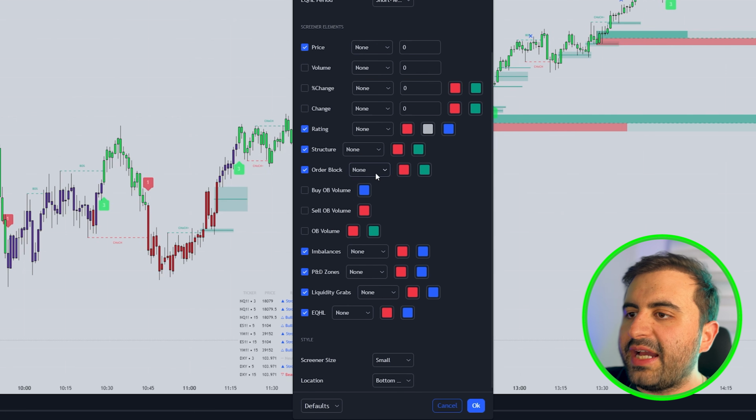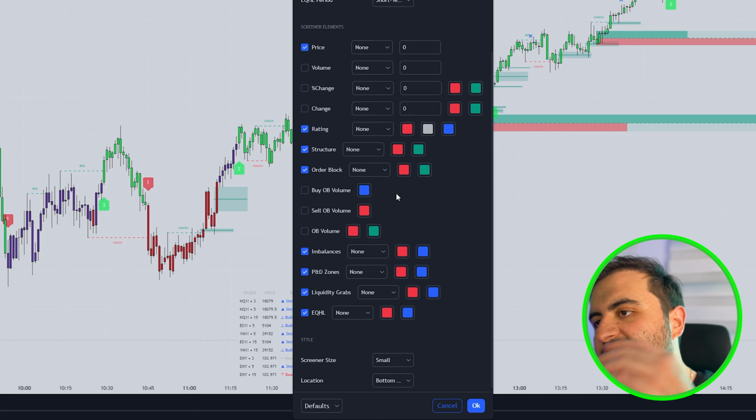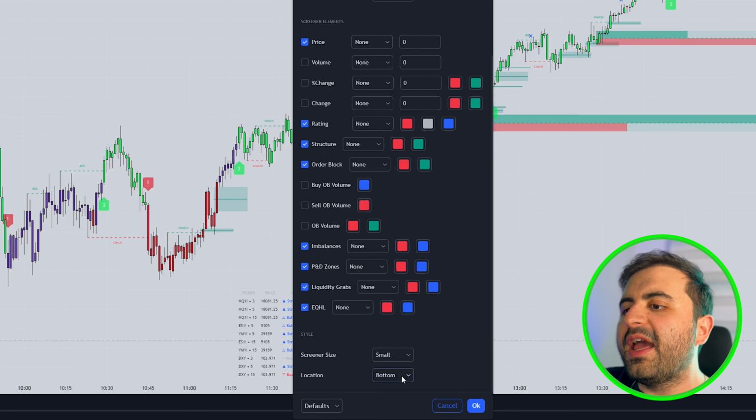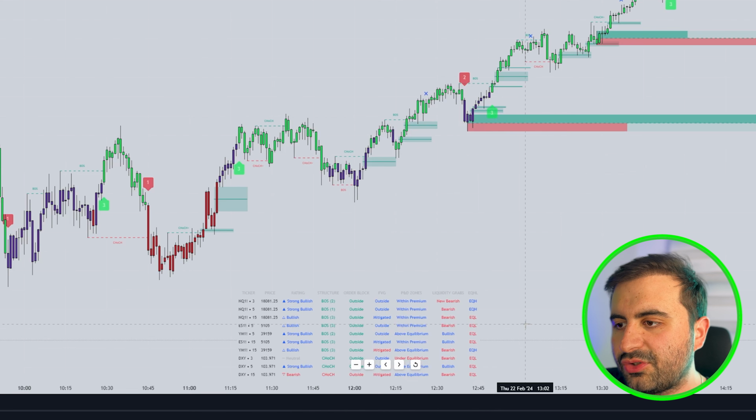If you go to the order block, you can see enter, within, exit. If you say none, it will show you everything, and that's how I want to use it on my bottom center. Hit the OK button. So let's see here.